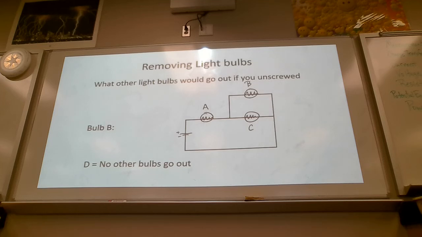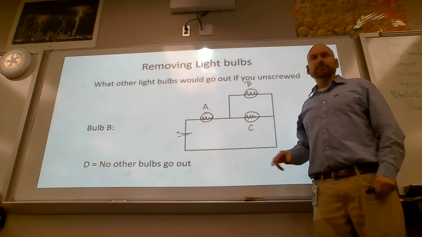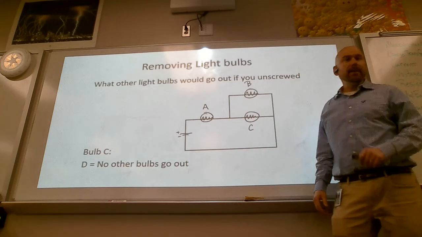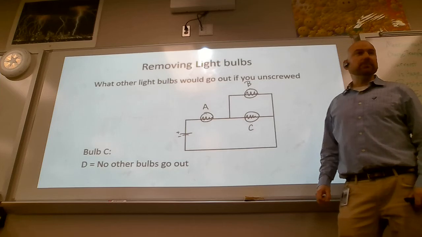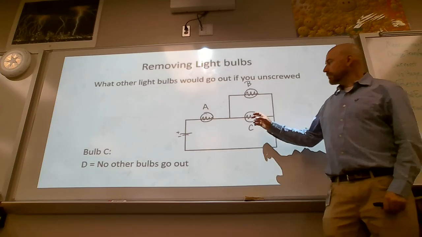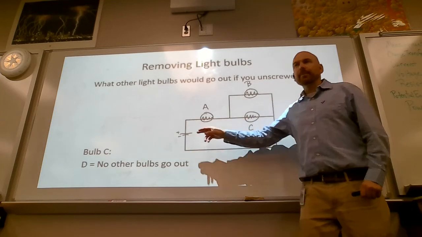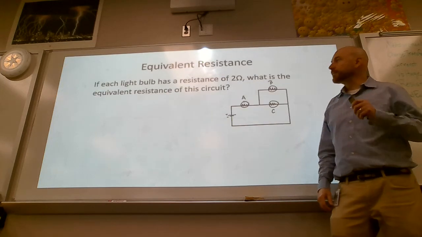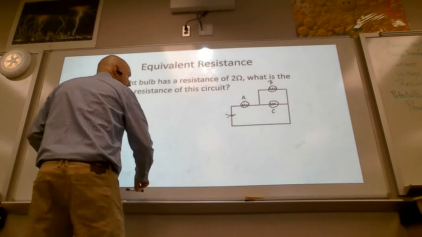If I took out B, A and C would still stay on. Current can go through here. Okay? If I took out light bulb C, what other light bulbs would go out? Nothing else would go out. We could still go through A and B and get back home. Good? Okay. So what I'm going to do is try to simplify these.